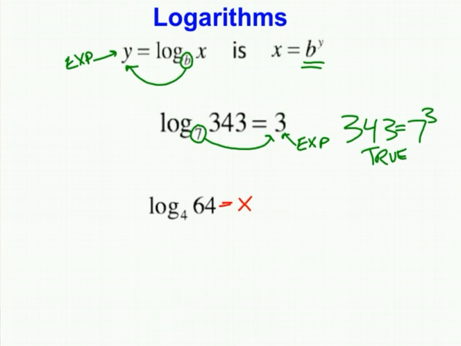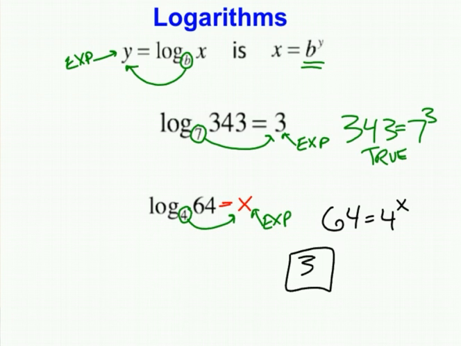It doesn't really matter, but what I need to do next is convert the log. So 4 goes to the other side. x becomes the exponent. So my question now is 64 equals 4 to the x. So I need to come up with an answer for 4 to the what power is 64. In this case, 4 to the 3rd is 64, so my answer is 3.